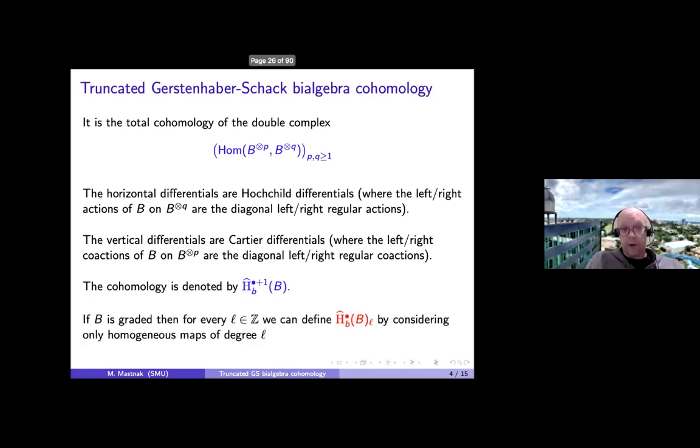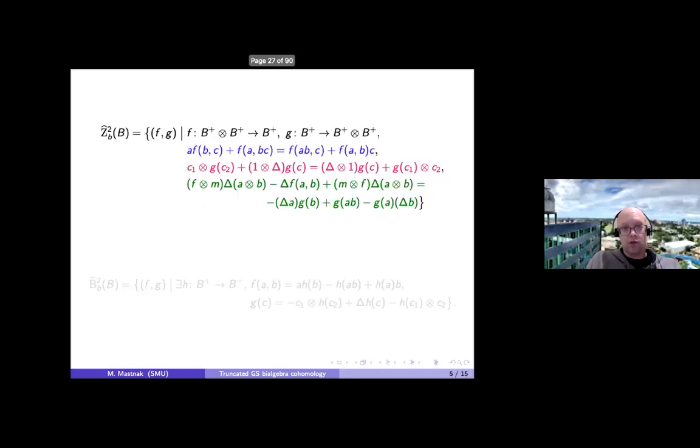And the point is, when B is graded, then for any integer L, it doesn't have to be a natural number, you can consider homogeneous maps of that fixed degree, and actually for these formal graded deformations, only negative L's are of interest. So this is, explicitly written in terms of maps, what the second cohomology will look like.